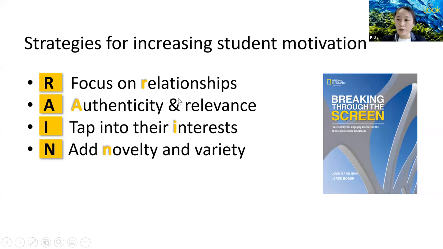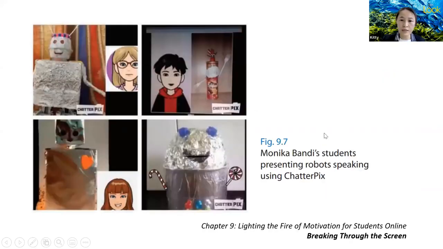So R for relationships. How can you build a positive relationship between you and the students? And A for authenticity and relevance. I, tap into their interests. They feel interested, they feel more motivated. And also N for novelty and variety. All right, let's have a look at our first example.